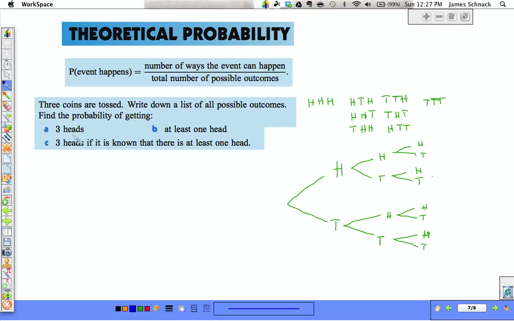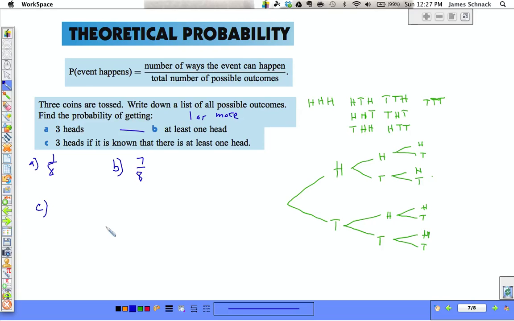So now we need probability. Find the probability of getting 3 heads. Well, that happens exactly one way out of the total 8. B, at least 1 head. At least 1 means 1 or more. So how many of these have 1 or more heads flipped? 7 out of the 8.